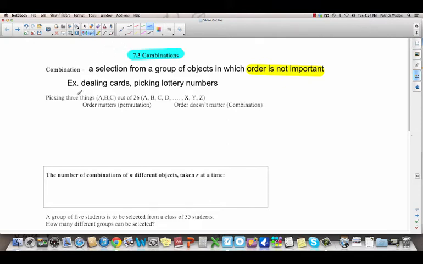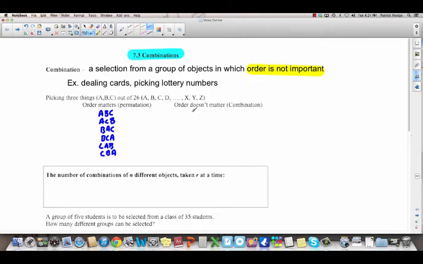So to distinguish the difference here and to also figure out the formula for combinations, let's take a look at an example. Let's say you're going to pick 3 things, let's call them A, B, C, out of 26 things. We must be talking about the alphabet, right? Out of 26 letters, we're picking 3. If order matters, in other words, we're talking about permutations, how many different possibilities are there? Well, there'd be ABC, ACB, BAC, BCA, CAB, and CBA. That's if order matters.